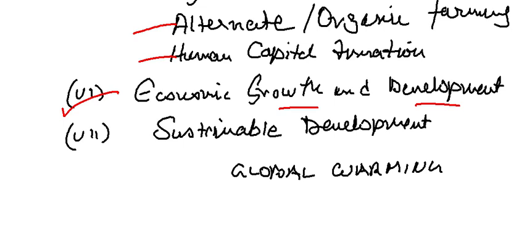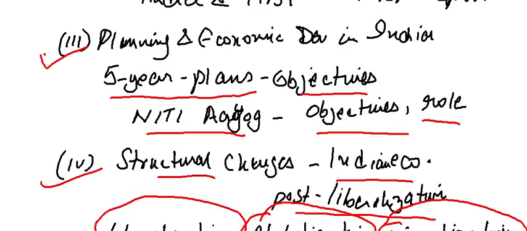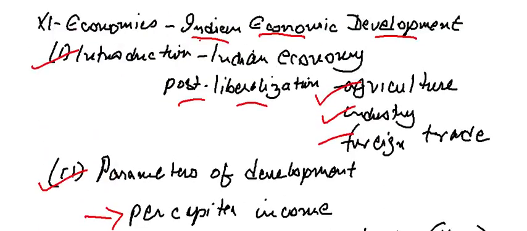Last is sustainable development, and under sustainable development, as I mentioned, you have to study a few things where you will talk about the resources we have like air, water, food, and how and why we should sustain those resources. A keyword here is global warming. So this is what you have to study under the subhead of Indian economic development in class 11.